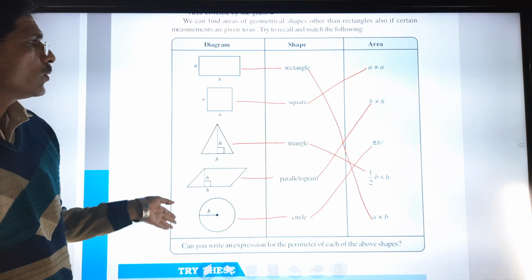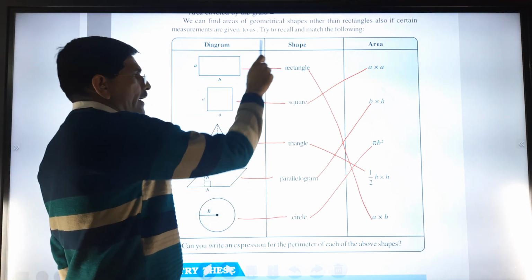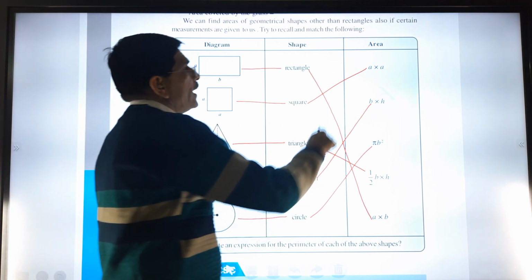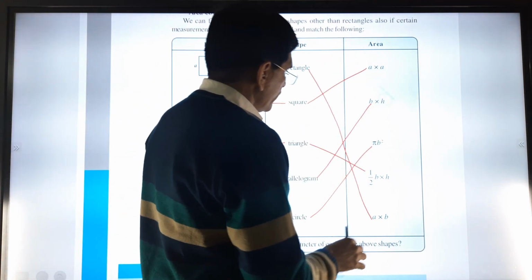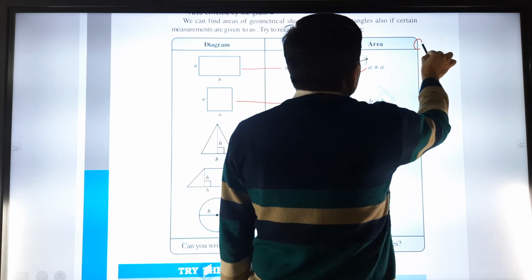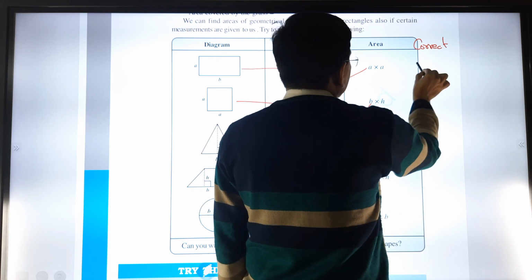So you have to draw all these figures compulsorily, write the shape of each and write the correct area. What is the correct area? That is A into B.